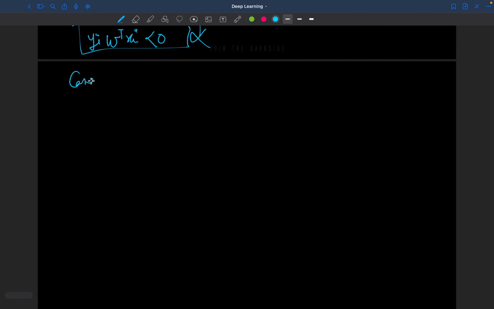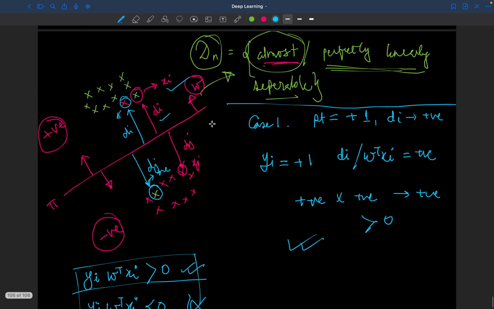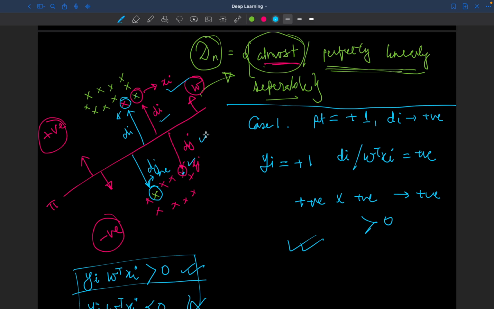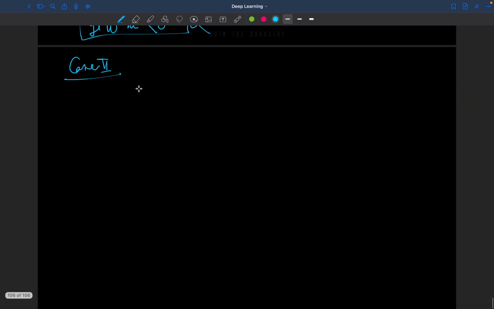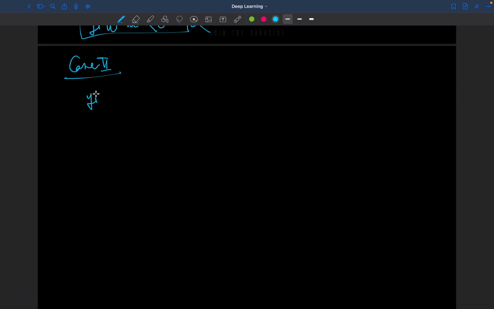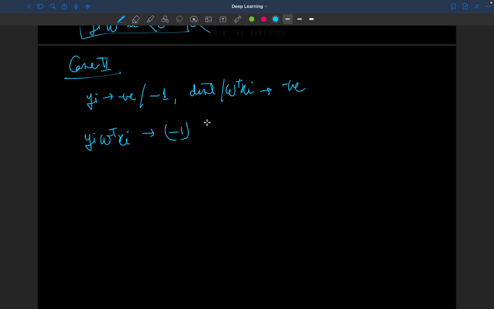For case 2, the point is negative and the distance is on the negative side, or it lies on the negative side of the plane. So yi is negative or -1. The distance or w transpose xi is negative. Hence our equation becomes yi w transpose xi equals -1 into something negative, which becomes positive, which is again greater than 0. That means it is correctly classified.